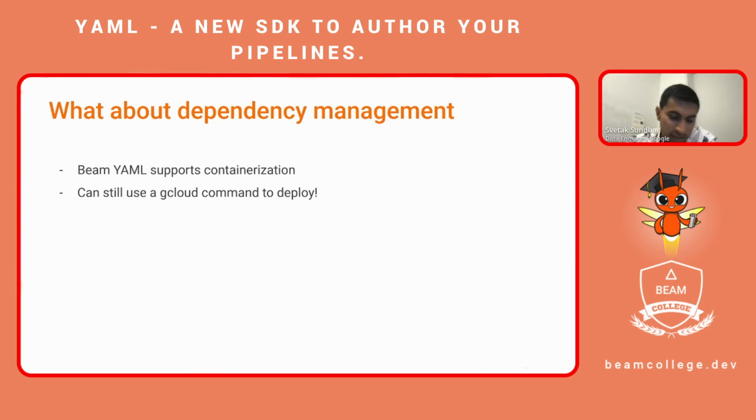In our other SDKs, something that we have support for is called containerization. You can think of containerization as a way to specify certain dependencies or things that you want to add, and launch your Dataflow job with that so that each worker or VM that does processing has a copy of those extra dependencies. And it's the same story in Beam YAML. We also support containerization, and we can still use the gcloud command to deploy. I'll show you a quick example of that.